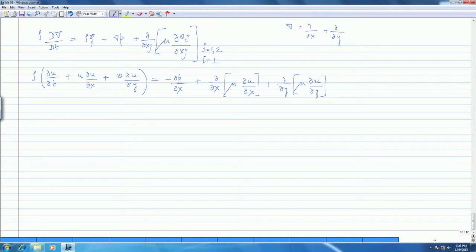If I do this, then I can write this out completely. I am going to divide by rho throughout. So, what I get is del u del t plus u del u del x plus v del u del y, which is minus 1 by rho del p del x plus nu by rho times del 2 u del x2 plus del 2 u del y2. So, that is what we get. This is basically the equation in the x direction.